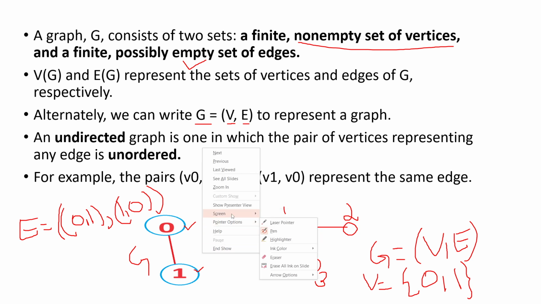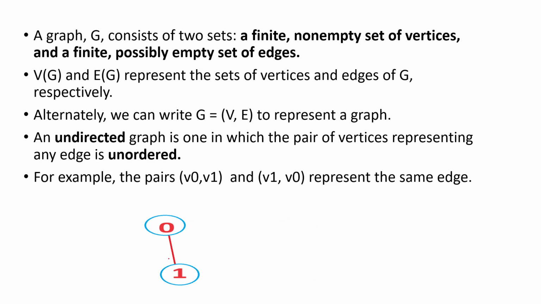I will tell you one more example. This is a graph. I will indicate this here: G, number of vertices and edges. It has two vertices, 0 and 1, and one edge from 0 to 1. The list of edges E, the list of vertices V. So the list of vertices V is 0, 1.